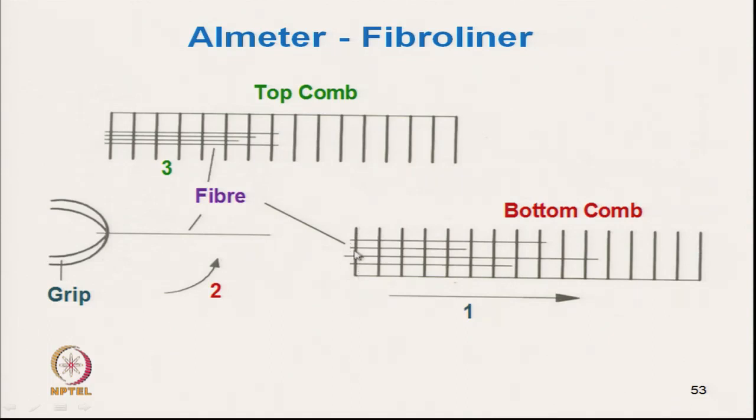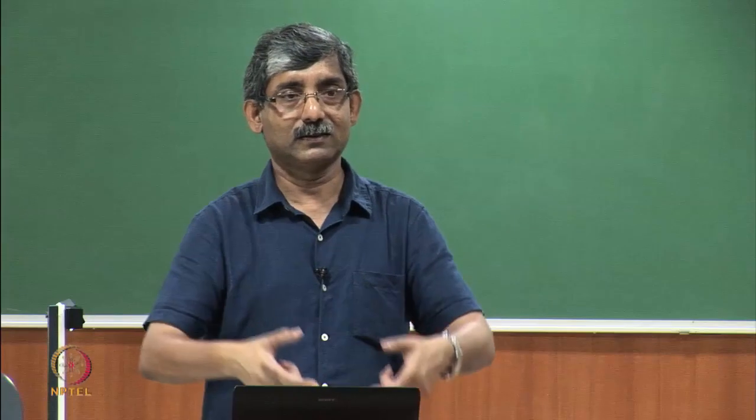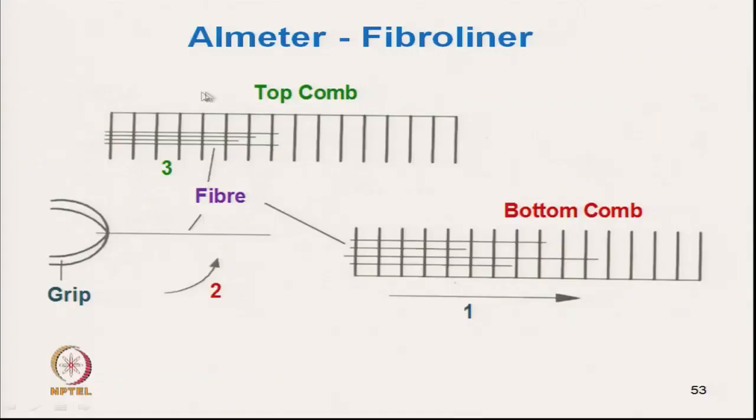Now, as soon as all the fibers at the bottom comb are exhausted, this comb will fall down, projecting the remaining fibers. The same thing will repeat. Gradually it will move, take the fiber and place it there. So, in this way it will continue placing till a thick material is actually prepared. This material is the top comb.